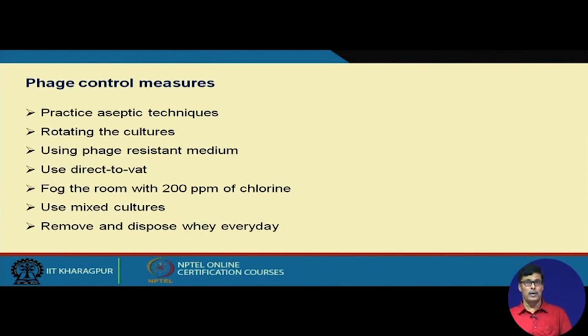curd making process, the curd formation usually takes place in an open vat. Naturally, the room in which the curd making is taking place should be free from contaminants. So how do you do that? We just fog this room with the help of an oxidizing agent like chlorine, sulfur dioxide, or iodine, so that no bacteria can be present in this room and your culture can grow properly. So this is one approach.